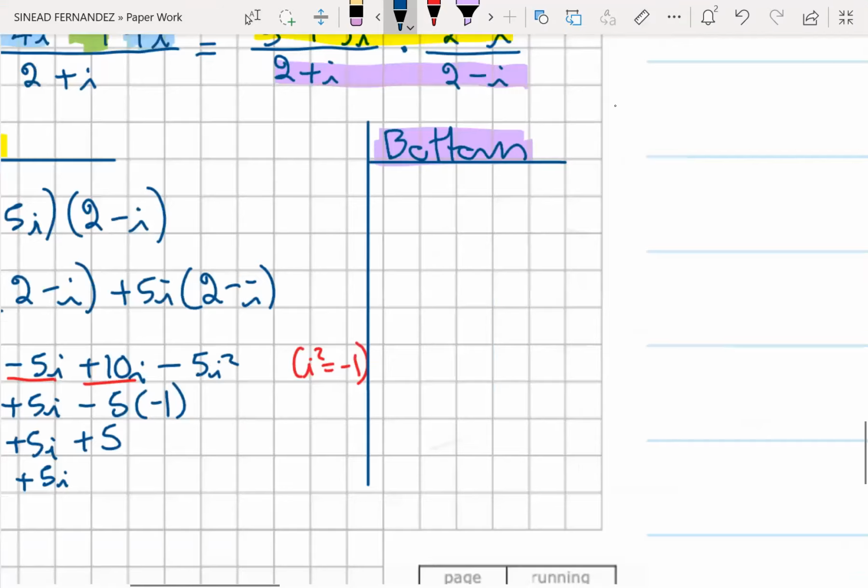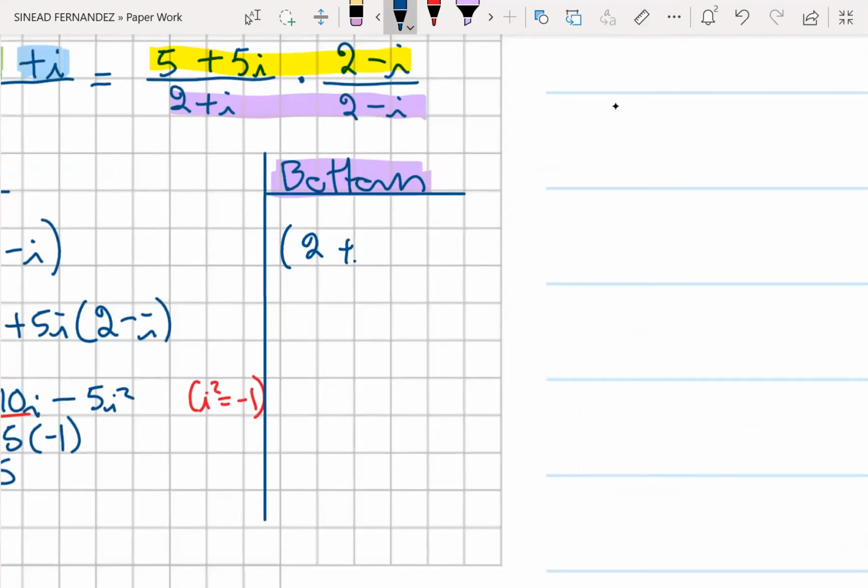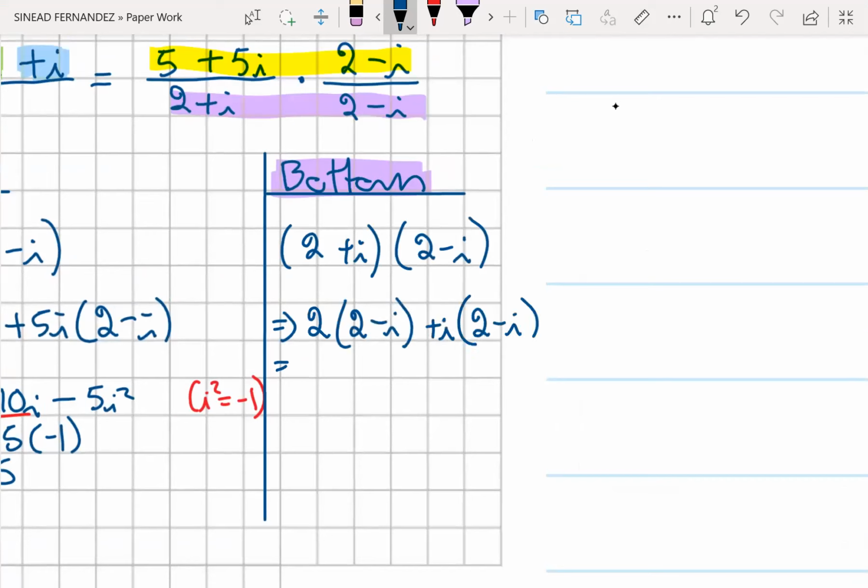So this is the bottom bit. 2 plus i multiplied by 2 minus i. So again, break up the first bracket. So it'll be 2 multiplied by the second bracket plus i multiplied by the second bracket. So we have 2 by 2 is 4. 2 by minus i is minus 2i. Then plus i by 2 is plus 2i. And plus i by negative i, so negative by plus is negative, i by i is i squared. Let's not forget that i squared is equal to minus 1.